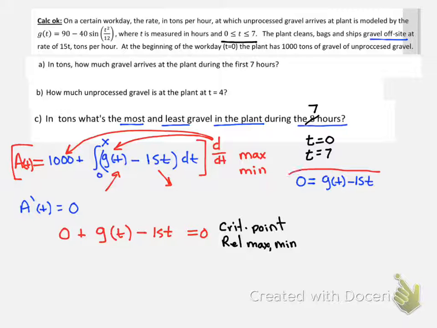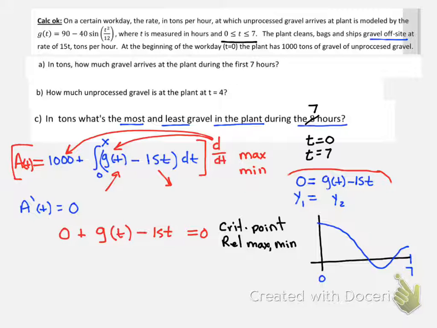So we've got to somehow solve this equation. When does 0 equal g(t) minus 15t? And the easiest way to do that is just using these expensive graphing calculators that we've got. I'll graph y1 as 0 and y2 as this function you see here, and you should do the same. When you graph this on your calculator, you'll see something that looks like this, where this is 7 and this is 0.